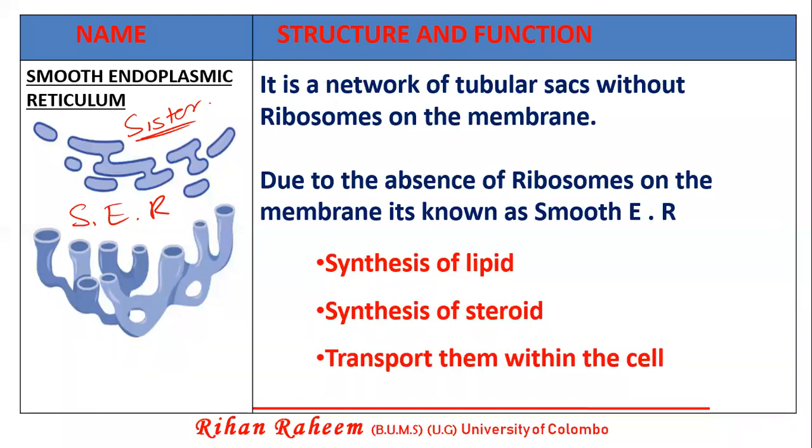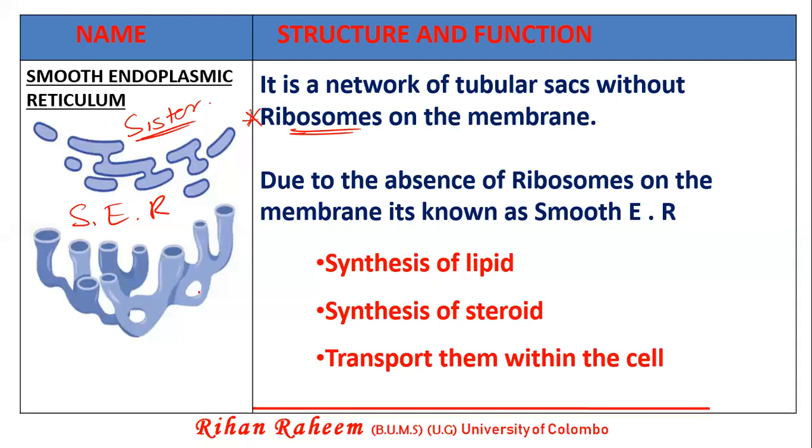I'll tell the story. It is a network of tubular sacs without ribosomes. No ribosomes on it. Next we will learn something called rough endoplasmic reticulum. Now we are learning smooth endoplasmic reticulum. Smooth is the sister, rough is the brother. So first we'll learn about the sister. They don't have ribosomes.